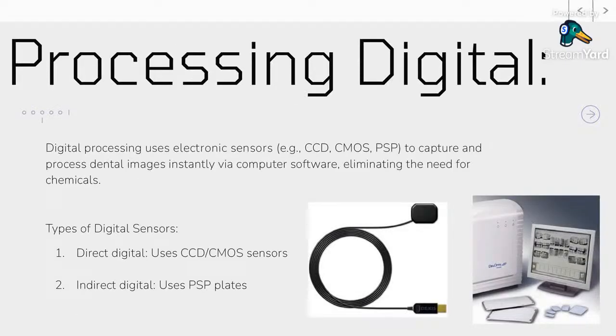Let's hop onto digital processing. Digital processing is the one that uses electronic sensors, for example CCD, CMOS, PSP. Let's discuss them ahead. They capture and process the digital images instantly via computer software, eliminating the need for chemicals. As technology advances, digital detectors are gaining in popularity since they are considered part of optimization to reduce radiation, and they maintain high quality images as well.